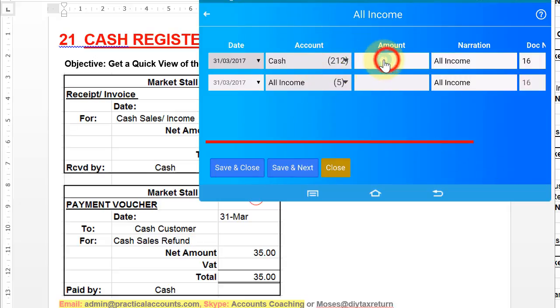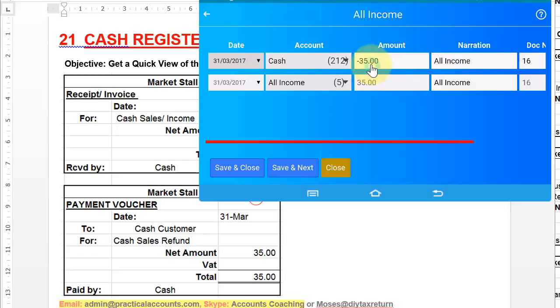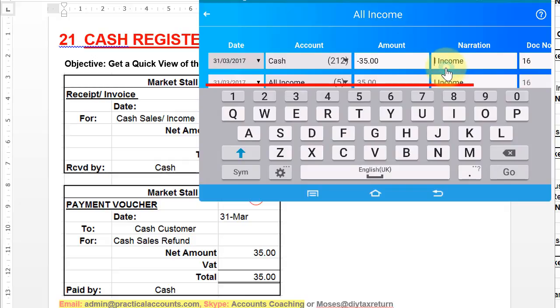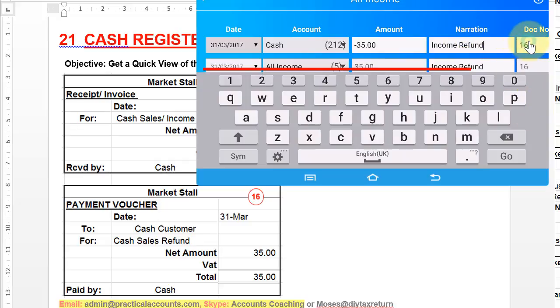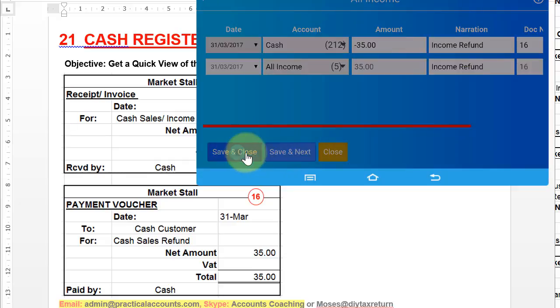Now, instead of swapping these around, we're putting a negative amount there, negative 35. That means the cash account is going to be credited because it's paying back that money, and then the income account is going to be debited. We can modify this and say this is an income refund. The document number seems to be okay. So we copy the document number from there onto there to match the two, and we are ready to save. So we save and close.